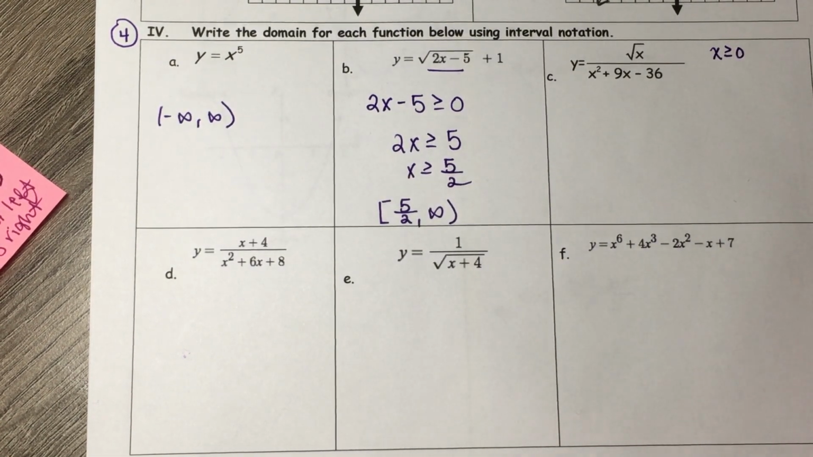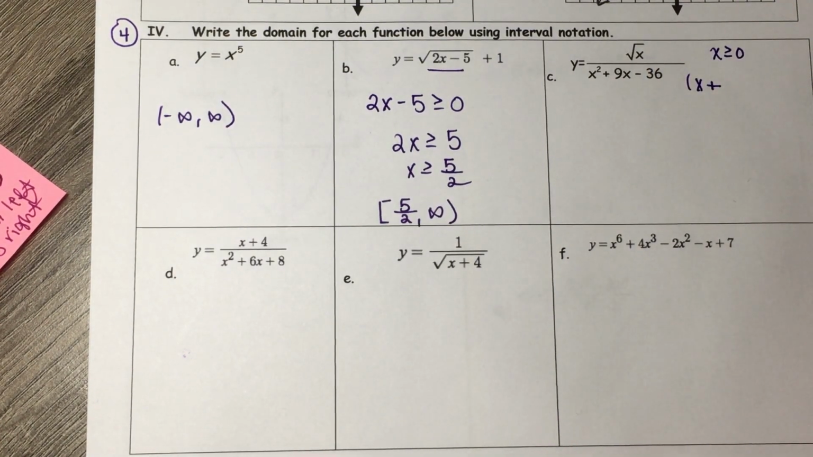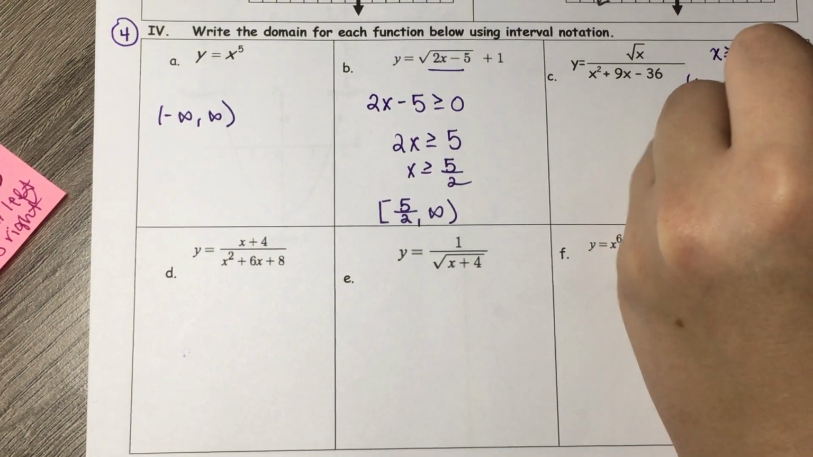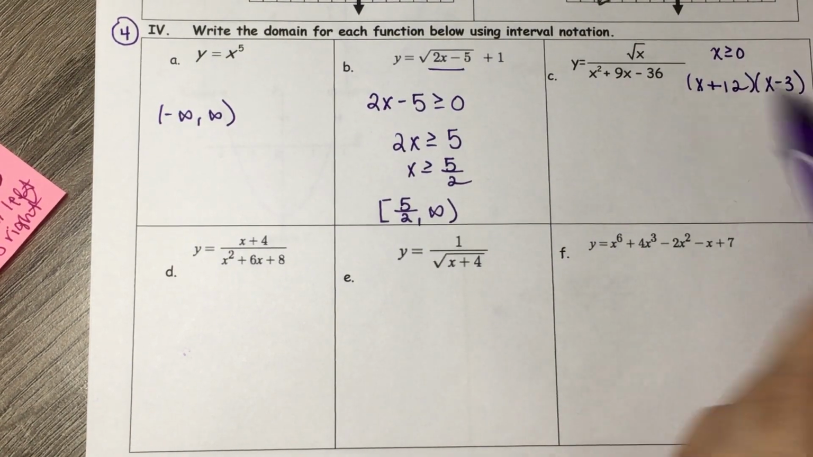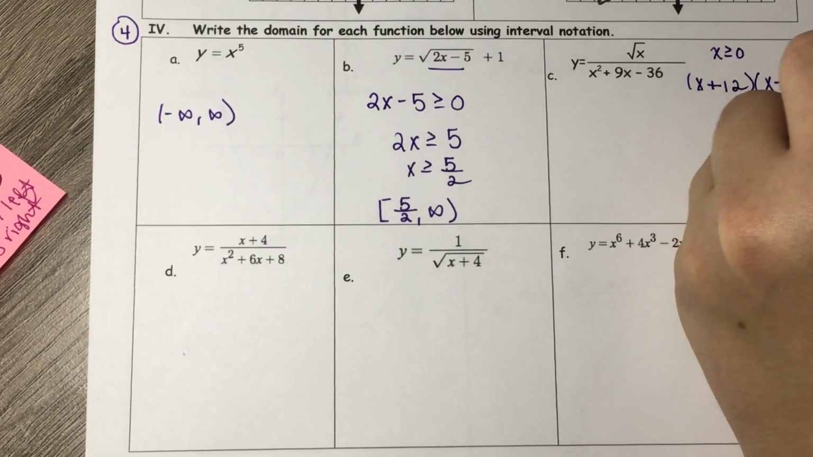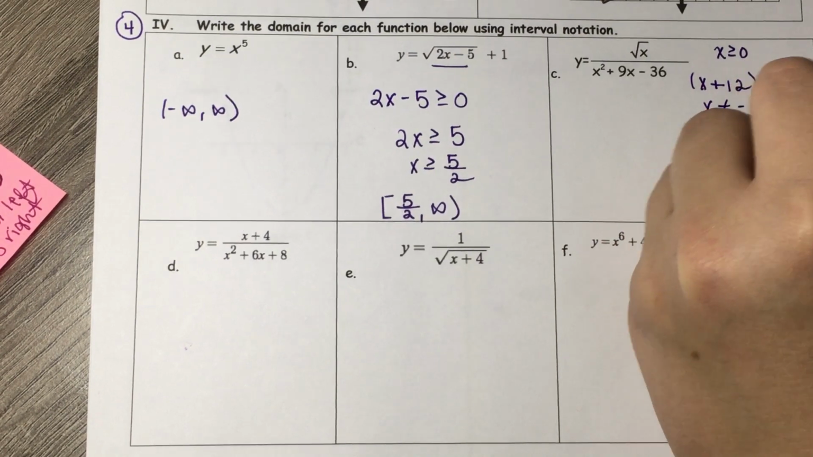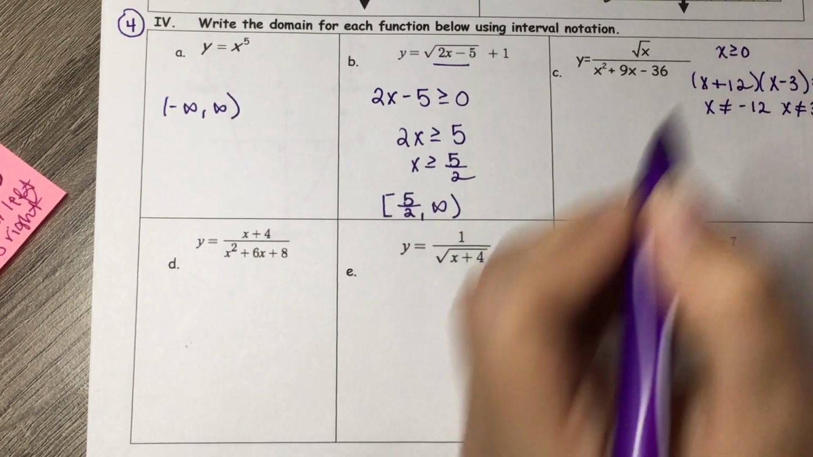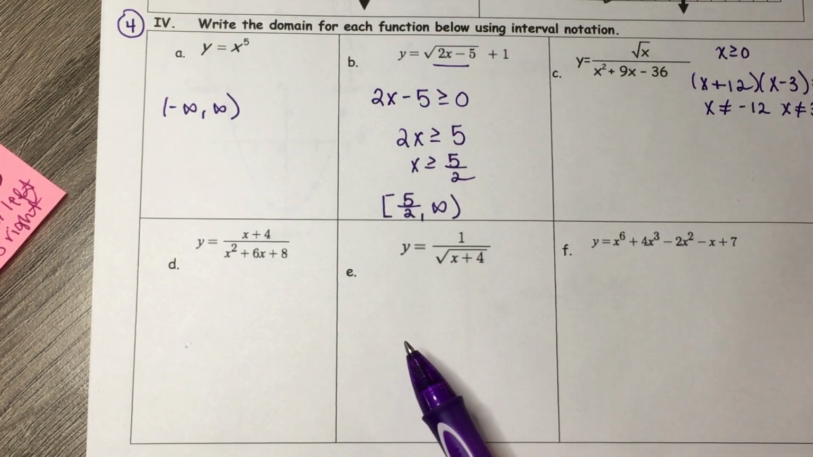So we're looking for those 2 numbers that add up to 9 and are going to multiply to a -36. And that's going to be a +12 and a -3. And then you can see that they multiply to -36 and they add to a +9. And those values cannot be 0. So we have x cannot be -12 and x cannot be a +3. And then we also have to combine that with this inequality that x is greater than or equal to 0.